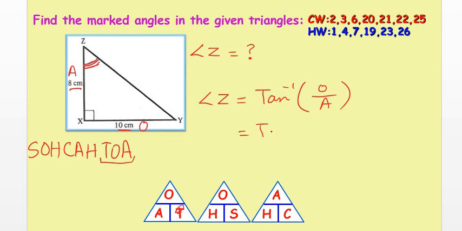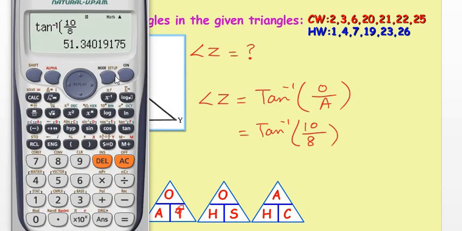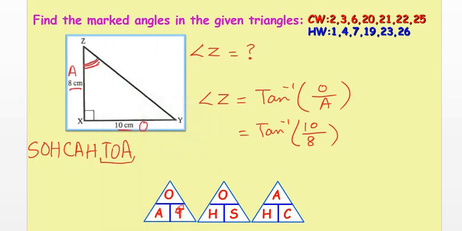Then put the values into it, write tangent inverse. What is the value of the opposite? It's 10. And what is the value of the adjacent? It's 8. Let's put these in the calculator. So here is the answer for this example: tangent inverse of 10 over 8 gives us 51.3, because we have to give the answer correct to three significant figures. So I will stop here. My answer will be 51.3 degrees.